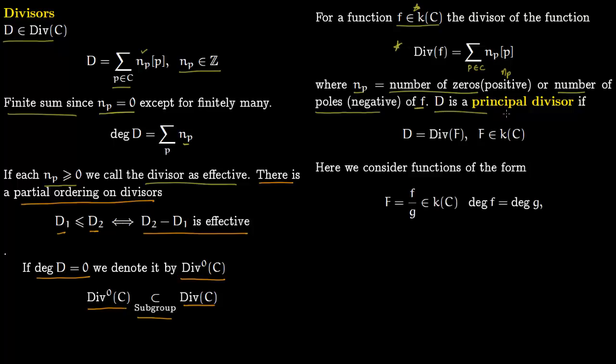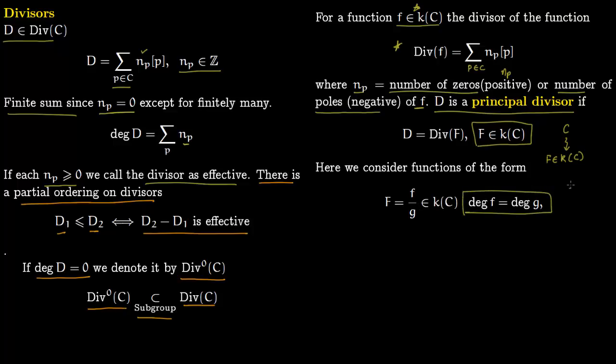So D is a principal divisor. You write D equals the divisor of f if f is part of the function field of the curve. To every curve C, you can attach a function field K of C, as we have seen in algebraic geometry. If the function lies in the function field, its divisor is called a principal divisor. So what are these functions like? These functions are of the form f by g, and the degree of f is equal to the degree of g.